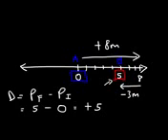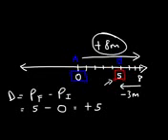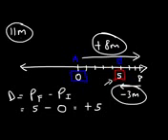Now, distance is a scalar quantity. It only has magnitude. Displacement is a vector quantity. It has both magnitude and direction. In the case of distance, in the first part of the trip, he traveled a distance of positive 8. In the second part, he traveled a distance of positive 3. And so the total distance is 11 meters.